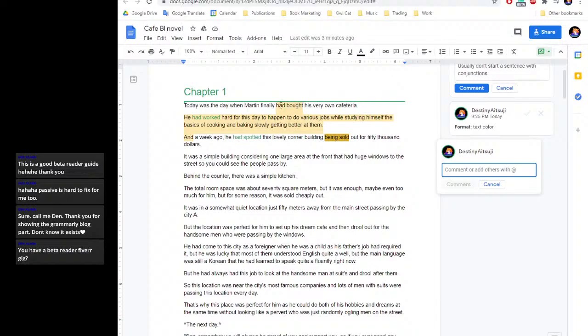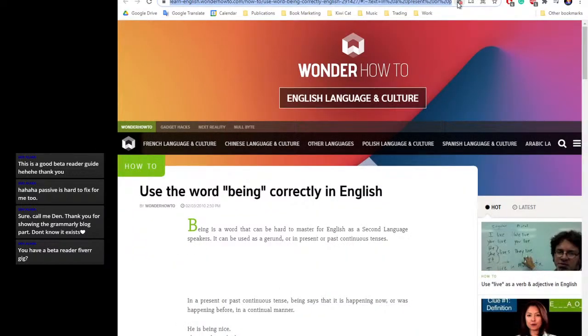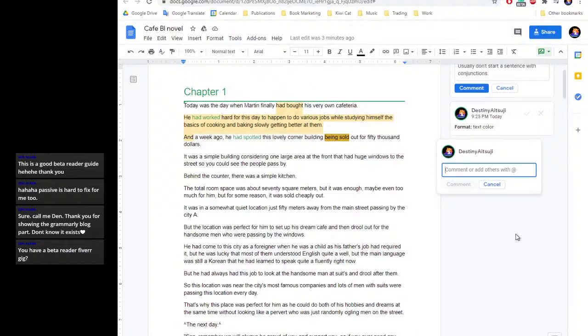It's the same thing as had bought. If you remove have and you just put bought, it's clearer and it doesn't sound as wordy. And the timeline is actually there. So sold is a past tense. Being sold is a passive past thing. So I would just copy this link here. Check out be verbs.